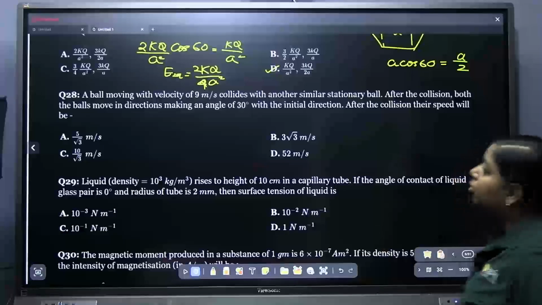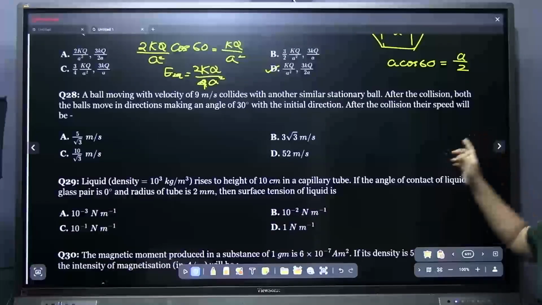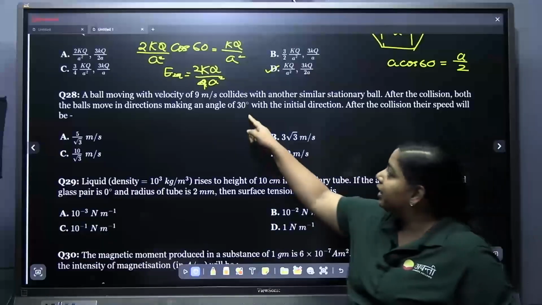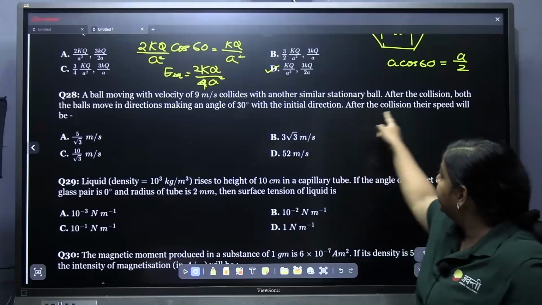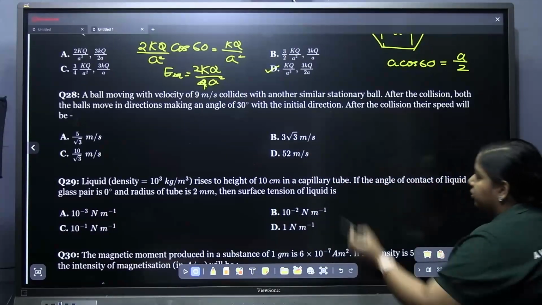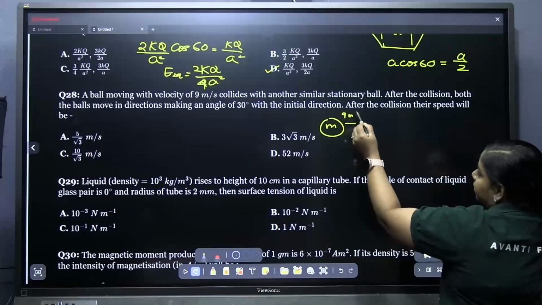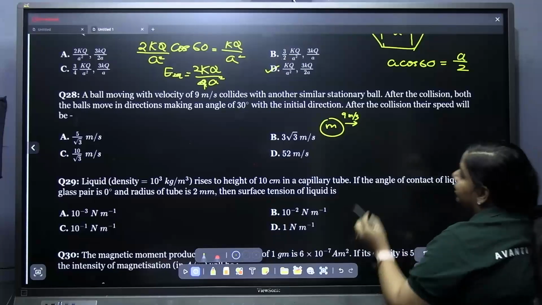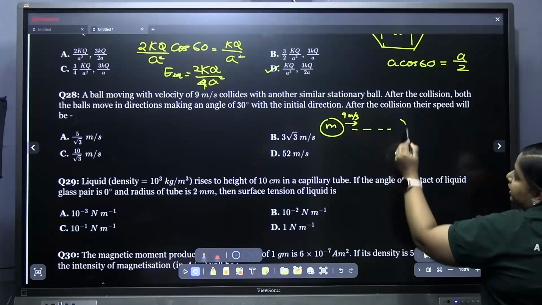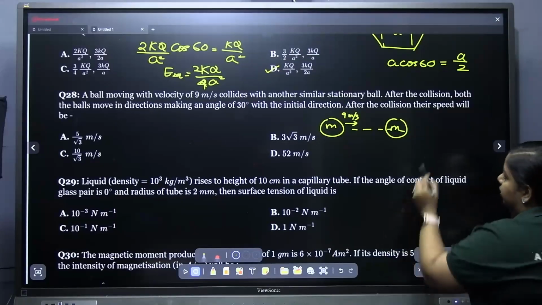Next one, a ball moving with velocity 9 meter per second collides with another similar stationary ball. So mass is same for both. After the collision, both balls move in direction making angle 30 degree with the initial direction. After collision, what their speed will be? So initially m moving with the 9 meter per second velocity. It is coming in this direction. It is colliding with another mass m. Its initial velocity is 0.